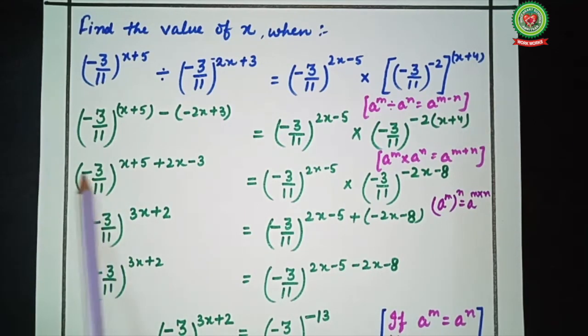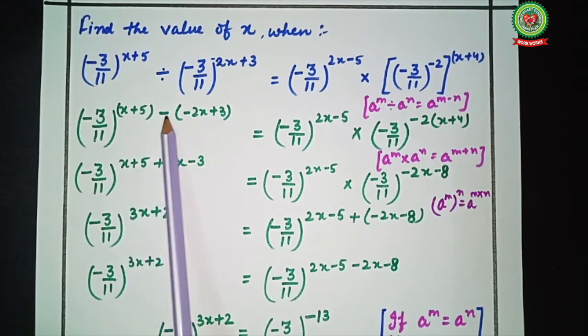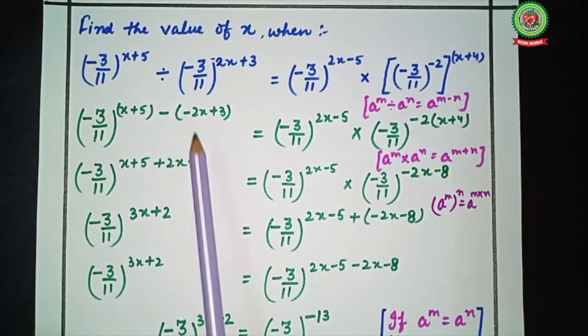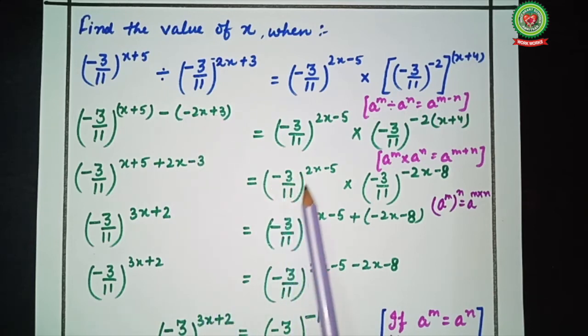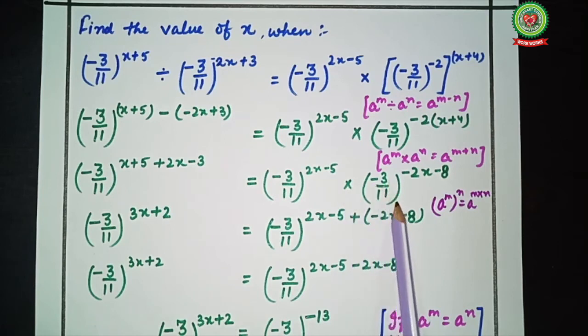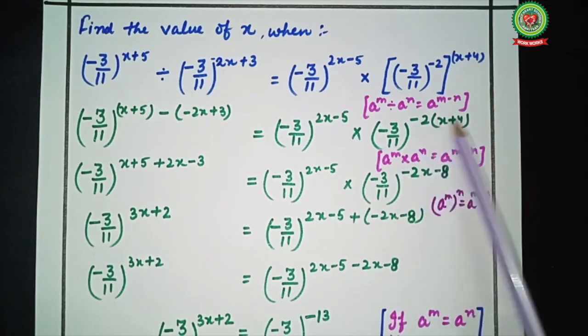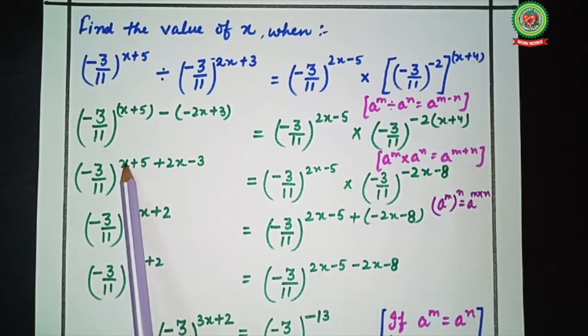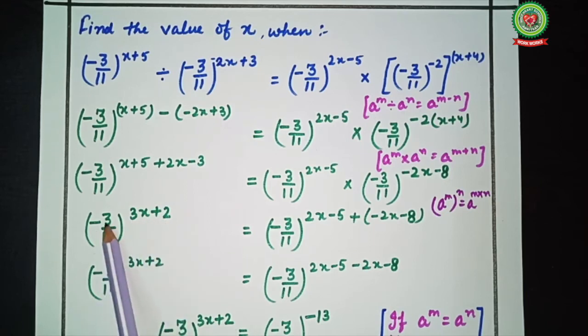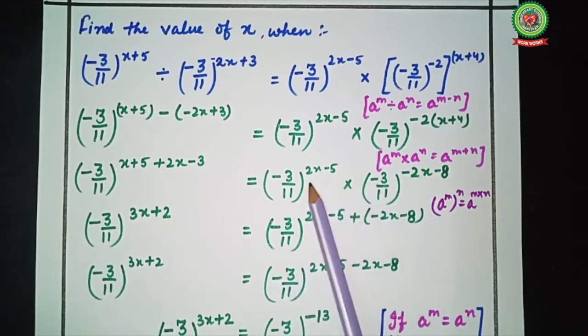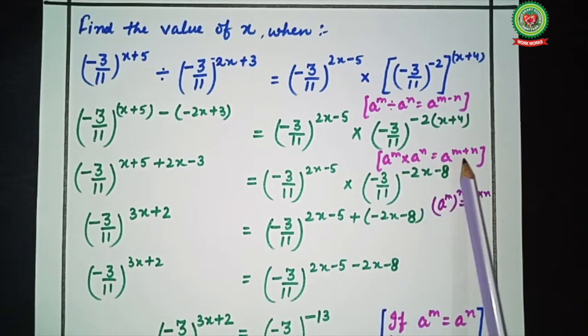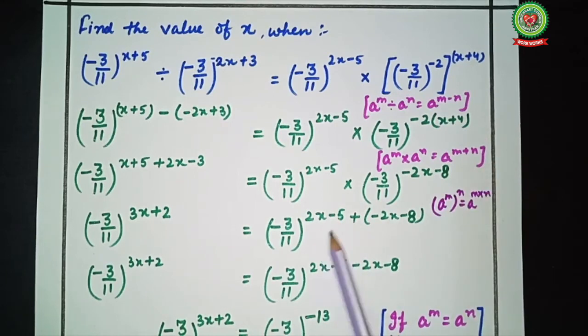Now here we will solve (-3/11)^(x+5), outer sign minus, inner sign will be changed. So we will write here plus 2x and minus 3, is equal to (-3/11)^(2x-5) multiplied by (-3/11)^(-2x), outer sign minus, inner sign again changes, it will be minus 8. Now after solving this, we will have (-3/11)^(3x+2). And here we will apply this formula, that is a^m into a^n is equal to a^(m+n). So we will write here (-3/11)^((2x-5)+(-2x-8)). After solving this, we will get (-3/11)^(2x-5-2x-8), and it will be the same.